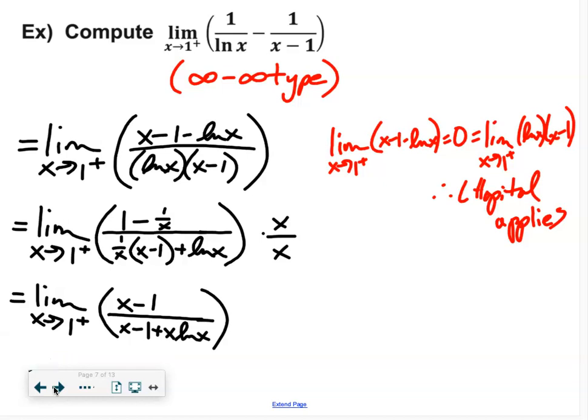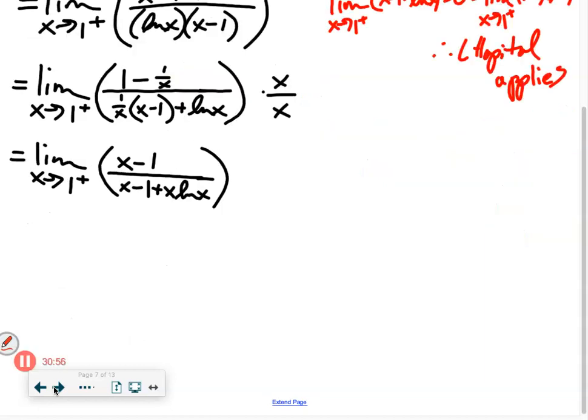All right. Plug a 1 into the top. What do you get? 0. Plug a 1 into the bottom. What do you get? 0. Which means we can L'Hopital again, but first we've got to justify it again. Everyone take a second and re-justify your new L'Hopital.